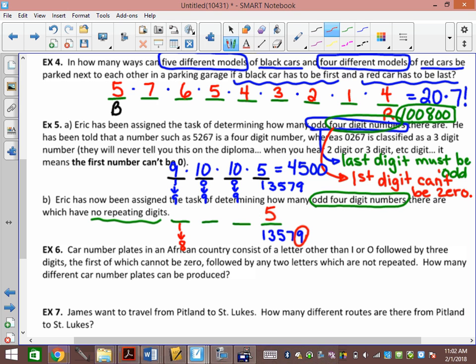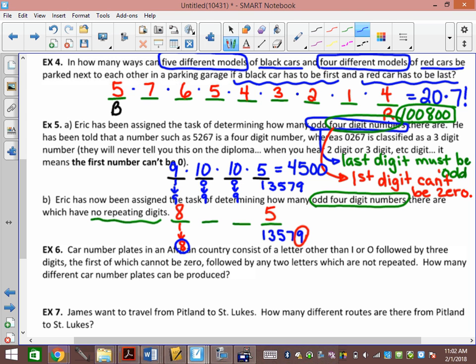I can't use 0 because then it wouldn't be a 4-digit number. So how many do I have now? 8. This is where people fall. So I'm going to keep 8 because I'm lazy and it's easier to write the options down if I just keep 8. This is where people falter.